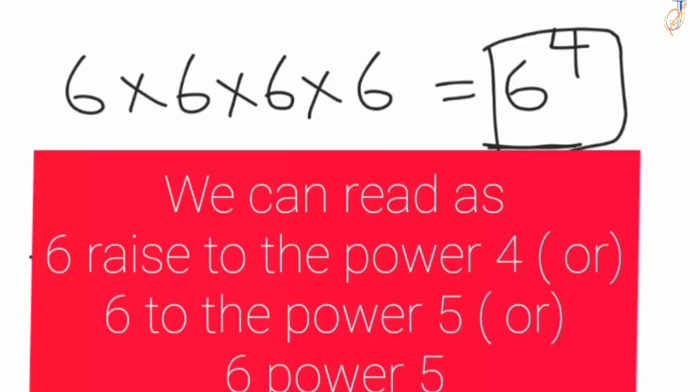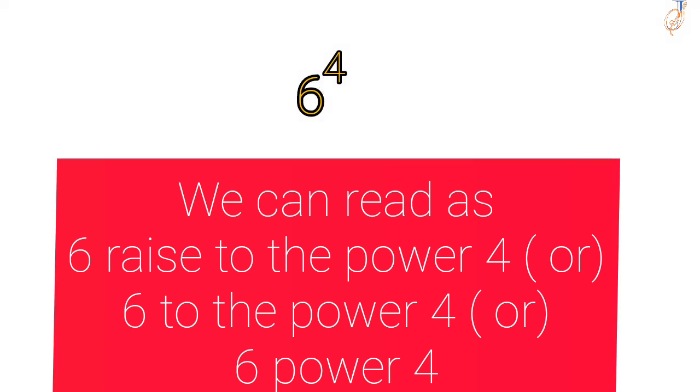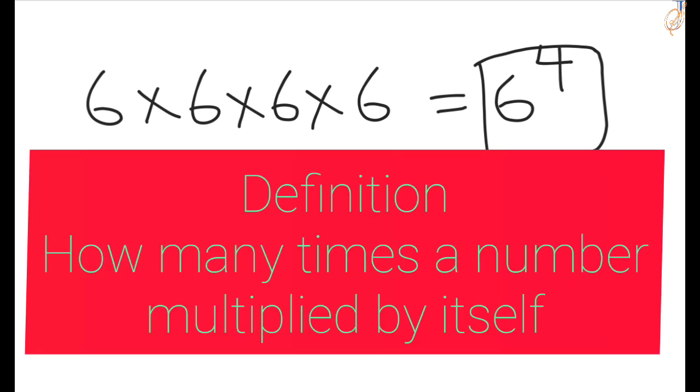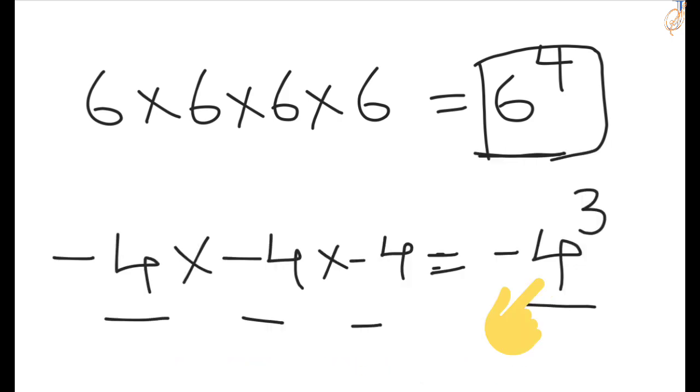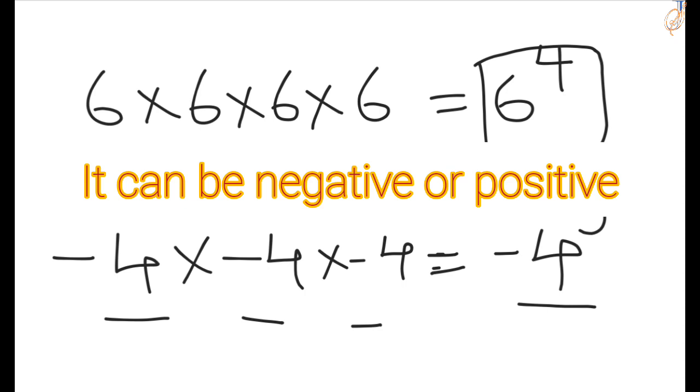The exponential form 6 power 4 we can read as 6 raised to the power 4, or 6 to the power of 4, or 6 power 4. So using this we can write the definition. What is the definition of exponent? How many times a number is multiplied by itself. See, this is exponential form, 4 cube. Here, how many times a number is multiplied by itself, so it's called exponent. Exponents are often known as indices or powers. It can be negative or positive.